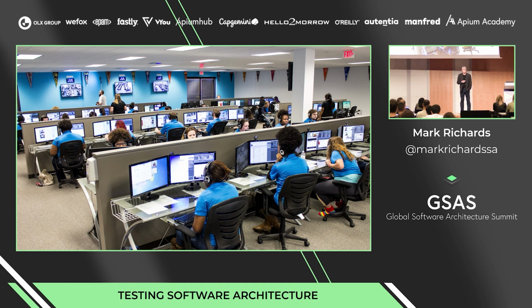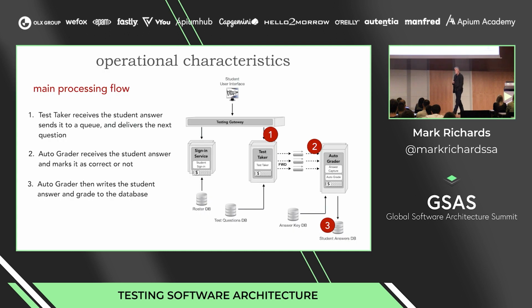Well, we built the system, and I have the architecture here, and here's how it works. First of all, the test taker, this middle service, receives the student answer. It submits it to a queue. Once I get verification it's in the queue, I then deliver the next question to the student. The auto grader, meanwhile, dequeues that student answer and compares it against the answer key to see if it's correct or not. And then number three, the auto grader inserts it into the student answer database.